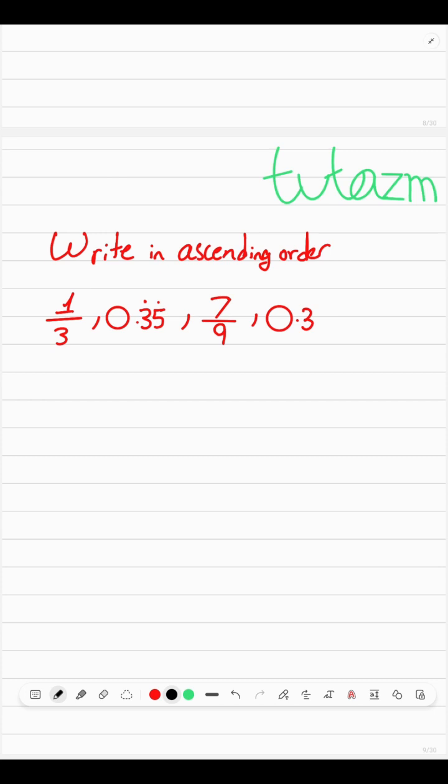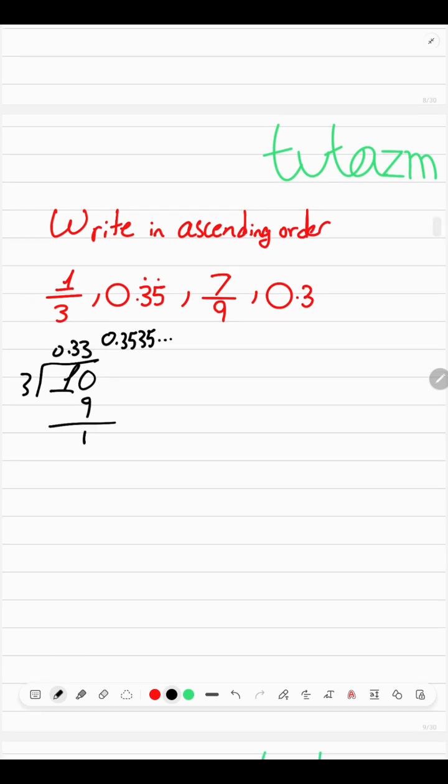So we'll do this by writing all of the numbers out in decimal form. You could write them out as fractions, but I think this one would be easier if we write it out as decimals. So we're already given 0.3 as a decimal. We know that 0.35 recurring would look something like this: 0.35, 35, and so on. 1/3, well, we can just use long division for that, so we put the 0 point here, and then 10 here, 9, and so that was 3, another 1, another 3, and so forth.